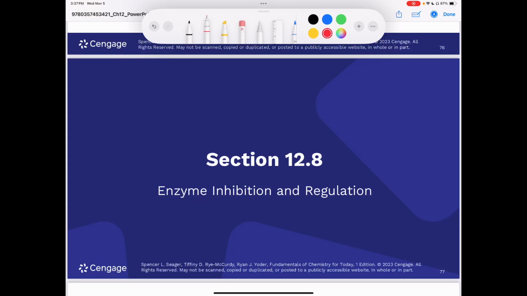Okay, section 12.8 deals with enzyme inhibition and regulation, and we're going to start out by looking at inhibition. We're going to look at irreversible inhibition and reversible inhibition.